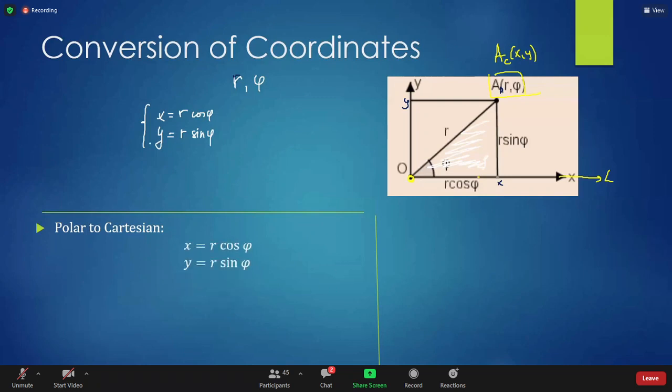There they go. Very, very simple. I know the distance and the angle, I can write x and y. Now, how do we get back? How do we get back?